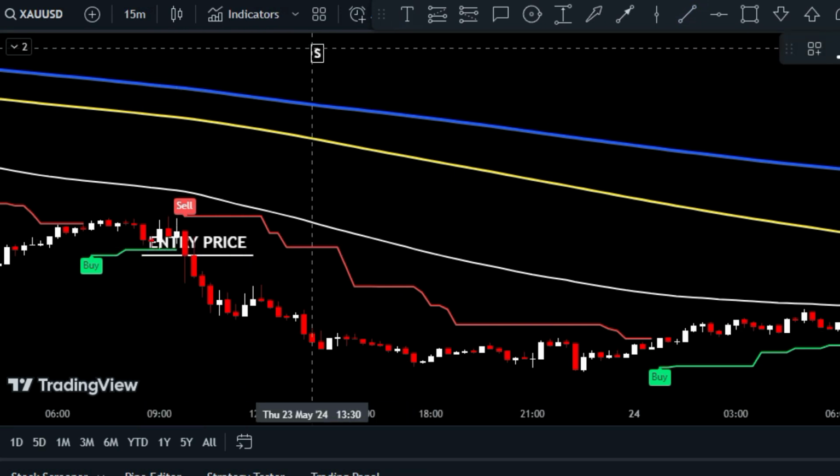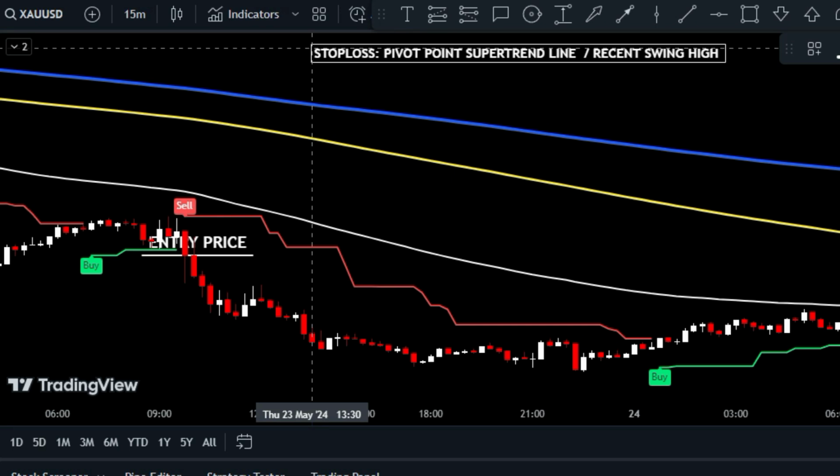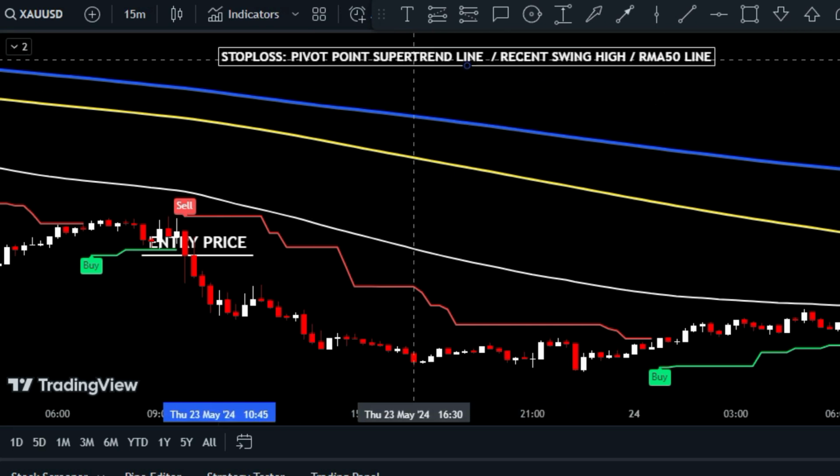Now, let's talk risk management for sell trades. You can set your stop loss using the most recent market swing high, or place it above the pivot point super trend line, or even the RMA 50 line. The key takeaway here is to always keep an eye out for your risk. It's crucial for successful trading.